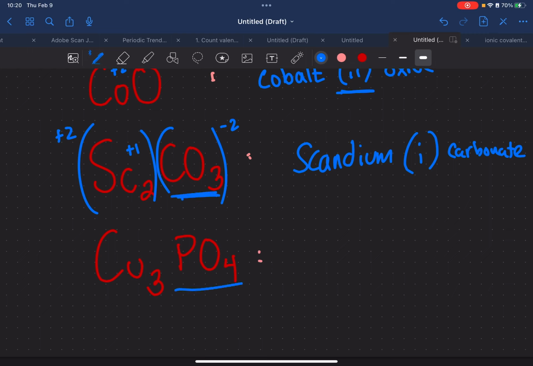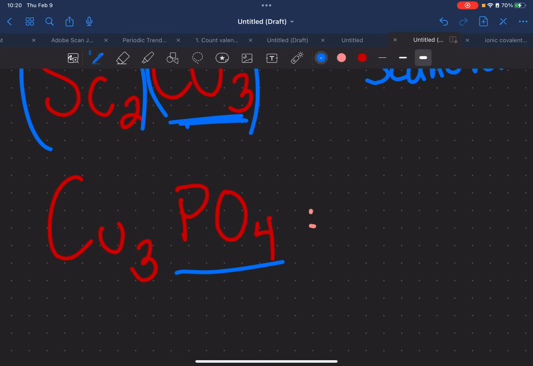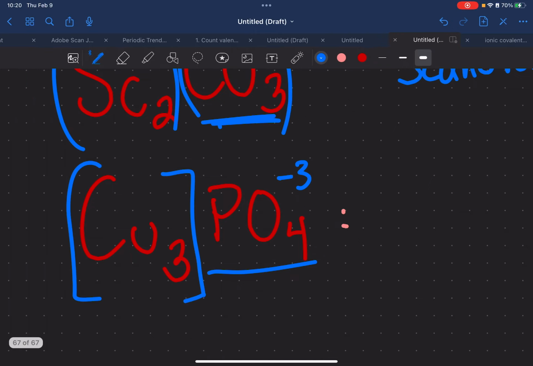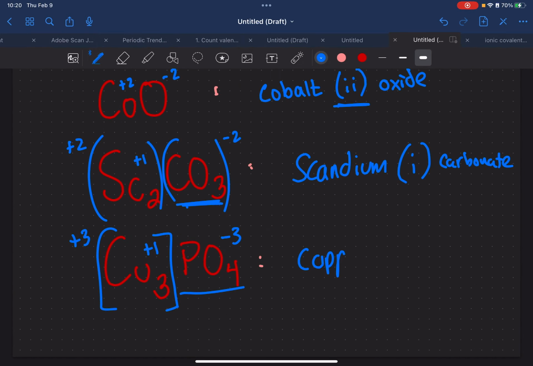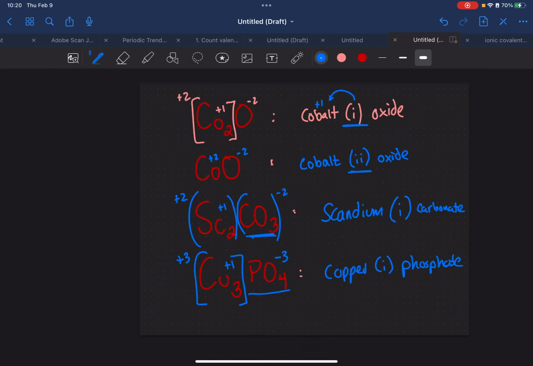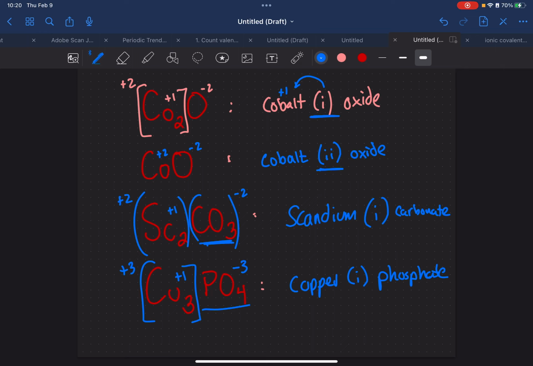This one is also in your polyatomic ion list. That is a phosphate. It's got a -3 charge. Altogether, my coppers should add up to +3. I've got 3 of them, so I can do 3 divided by 3, or however you want to think about it. Each one has a +1 charge. So then this is copper 1 phosphate. There we go.